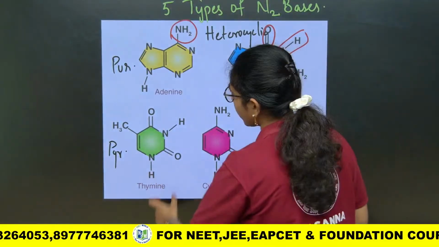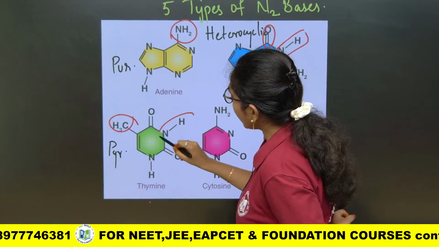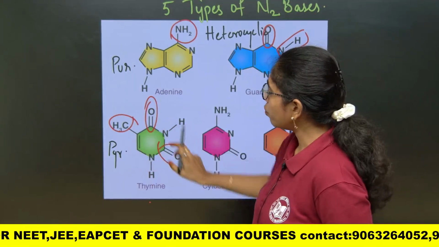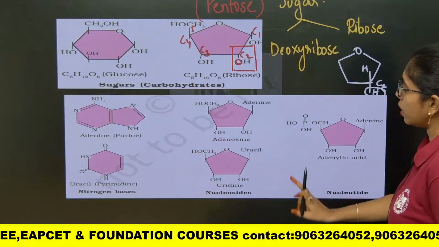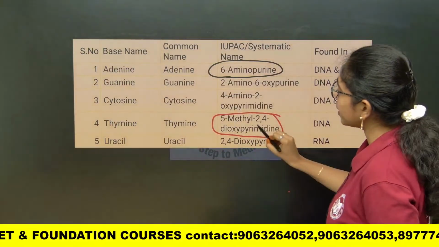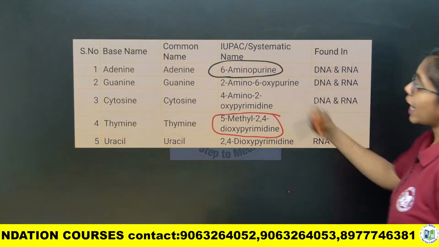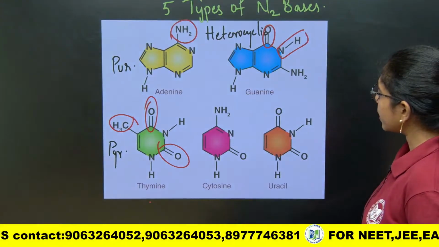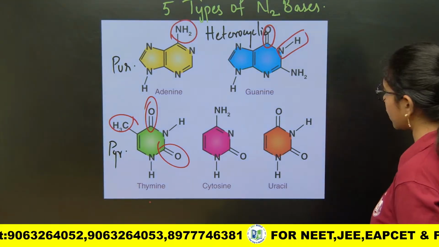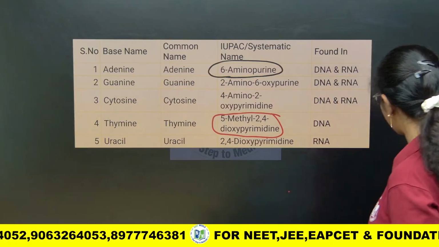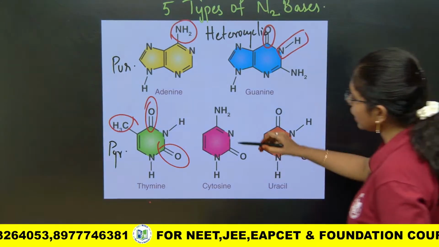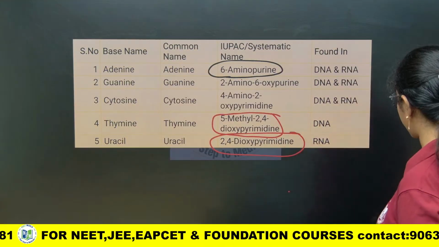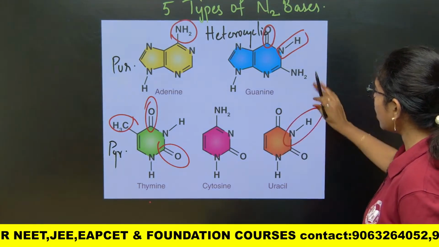Thymine is also called 5-methyl-2,4-dioxypyrimidine. Clear? So here thymine is 5-methyl-2,4-dioxypyrimidine. Cytosine, if you see, is 4-amino-2-oxypyrimidine. Next, if you see uracil, it is 2,4-dioxypyrimidine.